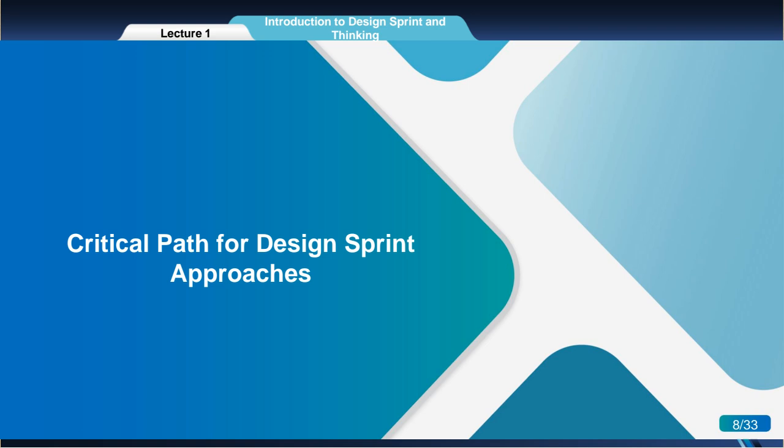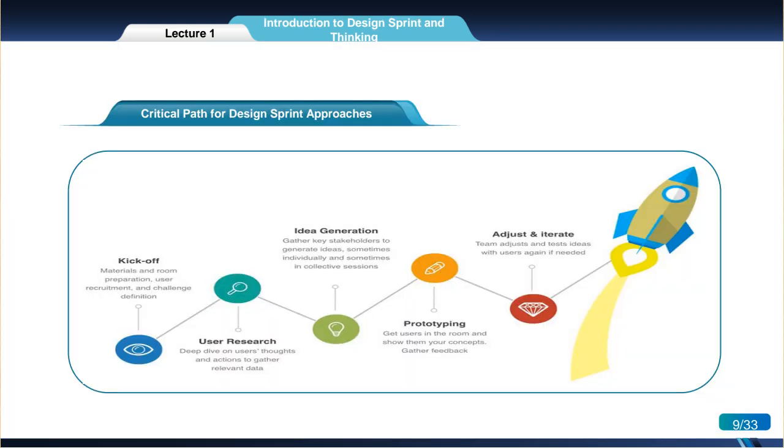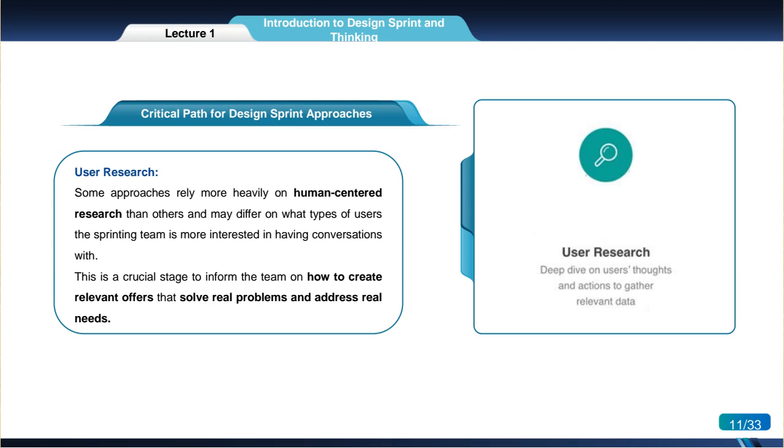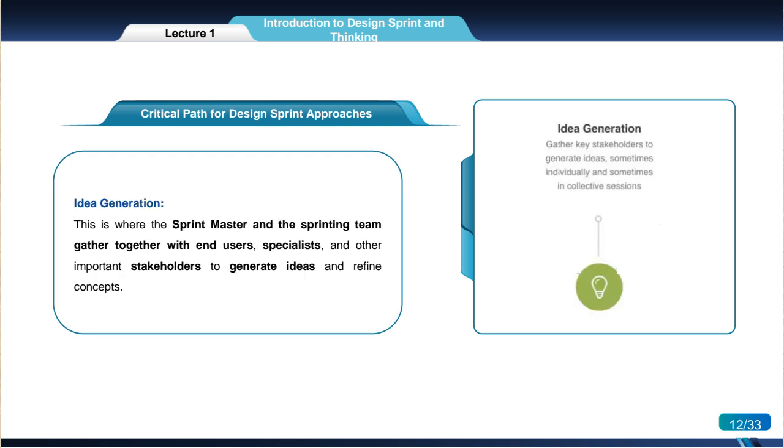The critical path for design sprint approaches consists of 5 steps: kickoff, user research, idea generation, prototyping, adjust and iterate. In the kickoff phase, it involves the preparation of materials, challenge definition, as well as recruitment of users and setting up the environment of the sprint. User research: the team delves into understanding user thoughts and actions to gather relevant data. It is about identifying the user needs and the main points to solve real problem and address real needs.